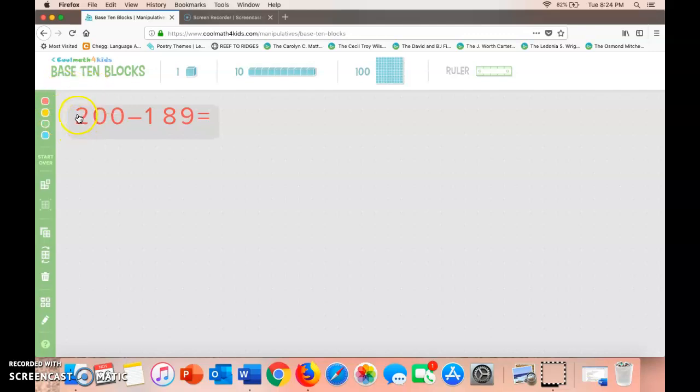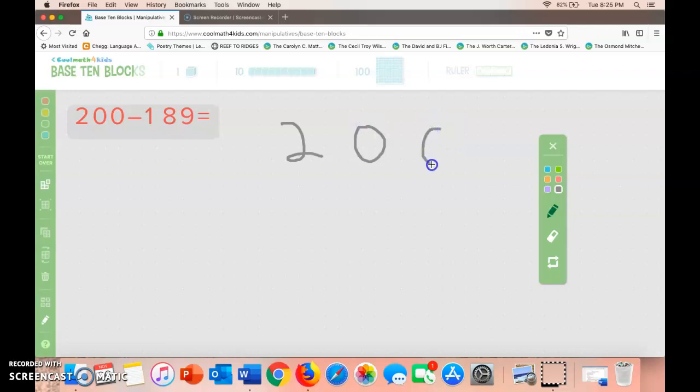As a fourth grader, looking at this problem, 200 minus 189, it may be easier to view the problem vertically instead of horizontally. So you have 200, and I'm spacing it out in a sense of place value. We have our hundreds here, then our tens, and then our ones. And at this time, students should be able to understand the value of place value.